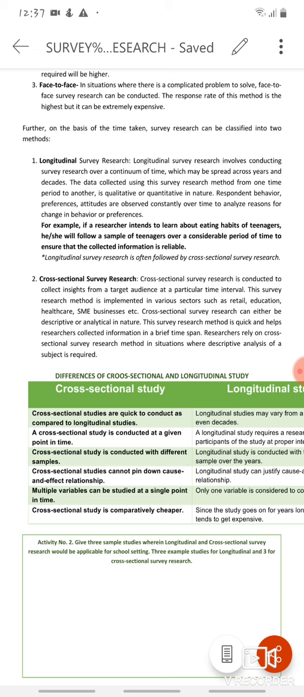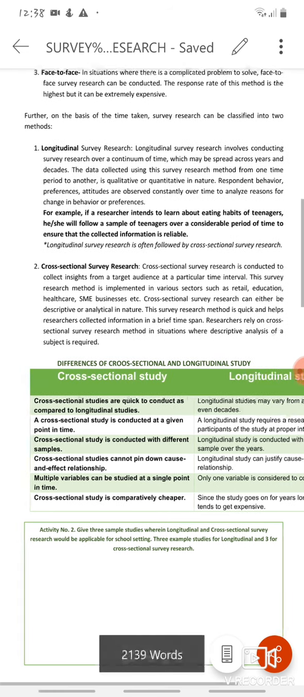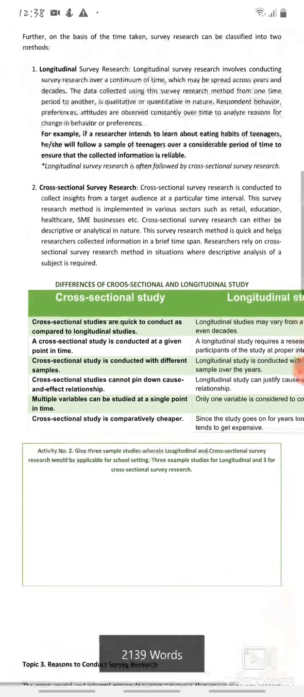So what is the difference with cross-sectional survey research? Cross-sectional survey research is conducted to collect insights from a target audience at a particular time interval. Unlike the longitudinal survey research, a cross-sectional survey research is much simpler in a way that you have set a particular time interval. Hindi siya ganong katagal or hindi siya ganong kabagal.